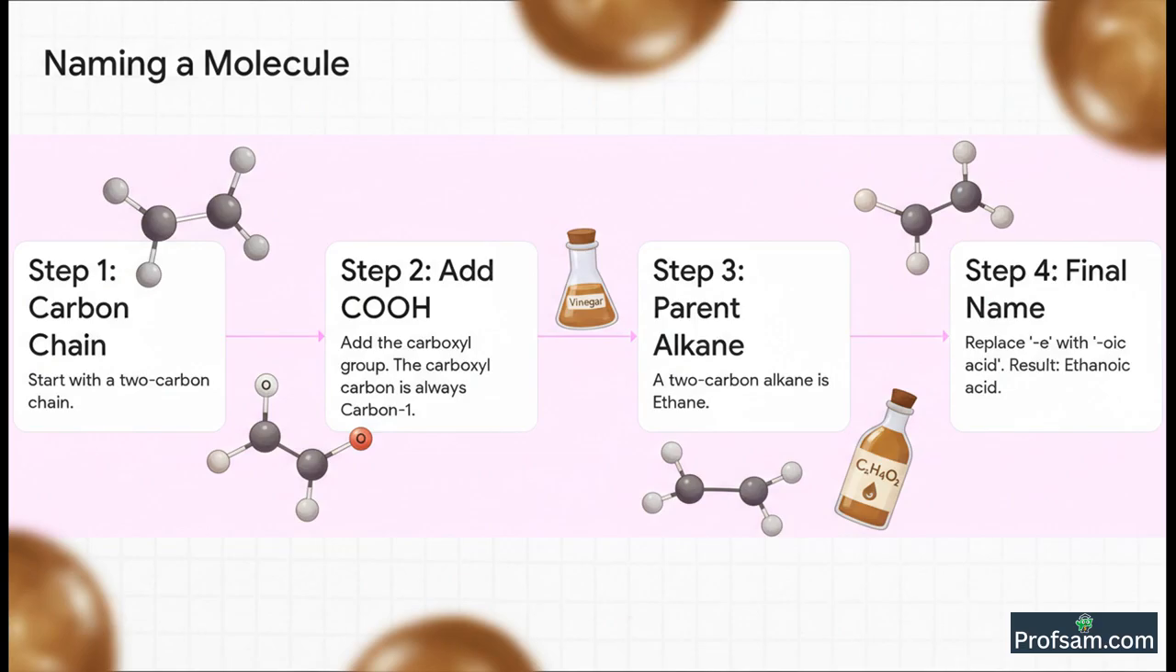And here is a very important rule to remember. The carbon of the carboxylic group is always counted as carbon number 1. Step 3. What is the parent alkane for a 2-carbon chain? It's ethane. And finally, step 4. We modify the name. We drop the final E from ethane and we add the suffix oic acid. So what do we get? Ethanoic acid. This is the formal IUPAC name for acetic acid, which is the main component of vinegar.